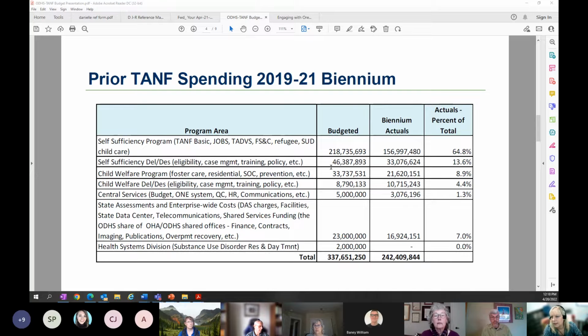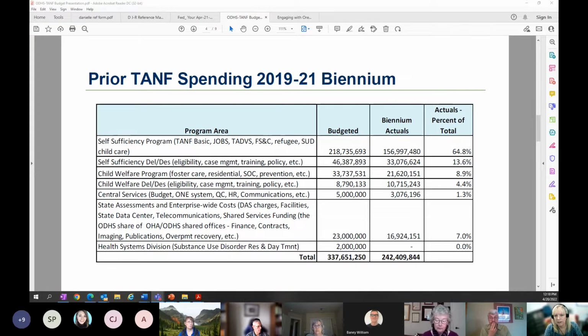You can see that about 78% of our TANF funds last biennium was spent in the self-sufficiency area, with the majority of that being in the self-sufficiency programs, which include the TANF Basic, jobs, the domestic violence, family support and connections. There's a little bit of money in the refugee program, and then the substance use disorder child care program has a little bit of TANF in it. There's also funding that goes in to pay for staff.